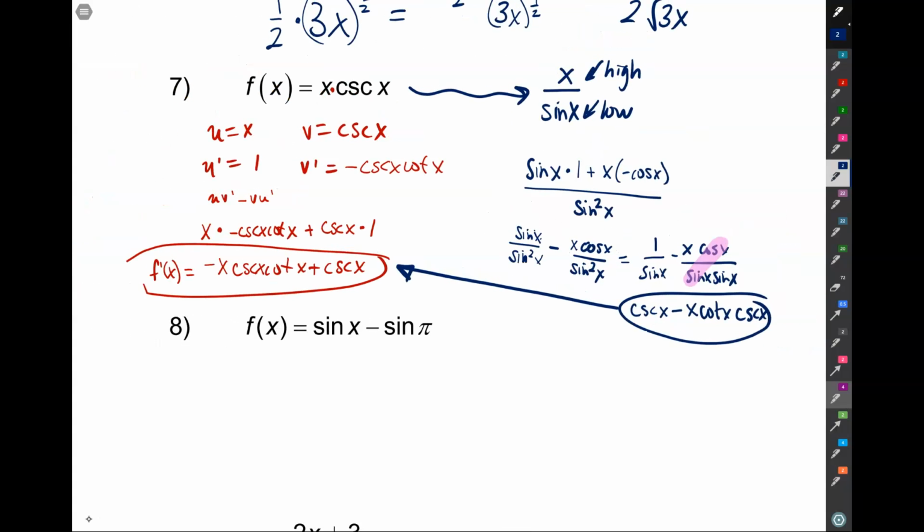Same exact thing. Do you care whether it's positive first or negative first? As long as you have the right one negative. Cool. Because depending on whether you use quotient rule or product rule here, you'll get different forms.